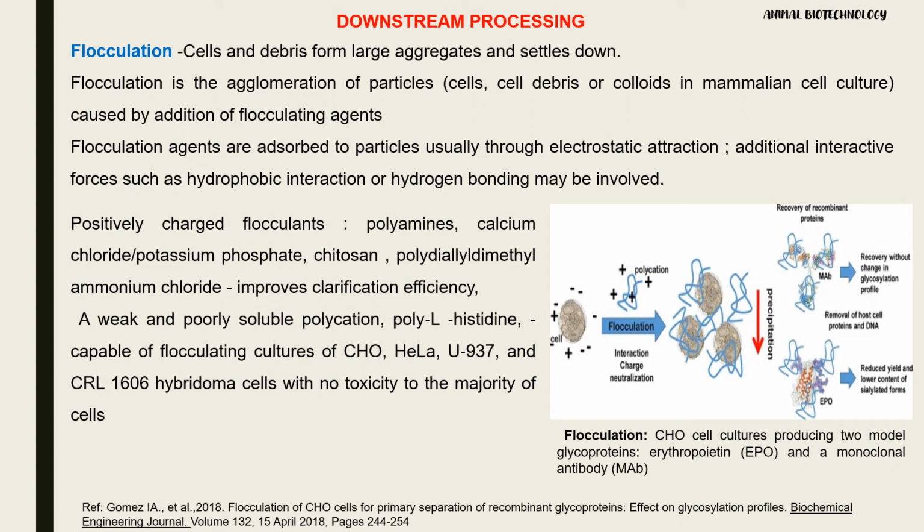Flocculation. It is similar to chemical coagulation. It is agglomeration of microflocs generated by coagulation or particles to form larger flocs which can sediment. The flocculating agents like polyamines, calcium chloride, polyethyleneimine are adsorbed to particles usually by electrostatic attraction. They neutralize the negative charge on the colloids. The figure shows the process of flocculation in CHO cells to recover glycoproteins by using polycationic flocculating agents like polyethyleneimine.